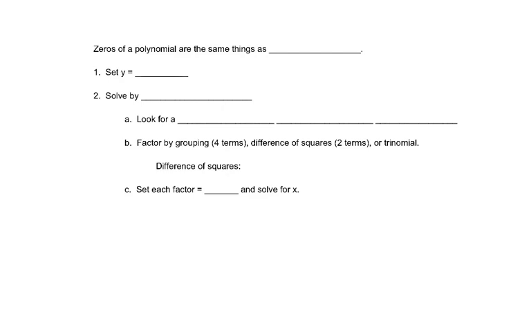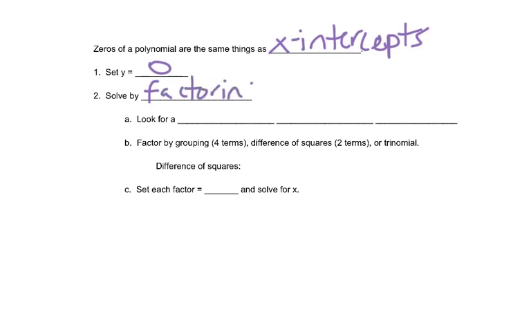Zeros of the polynomial are the same as x-intercepts. So to find any x-intercept, remember we set y equal to 0. And in this section, we'll solve by factoring. In the next section, we'll look at another way of solving.